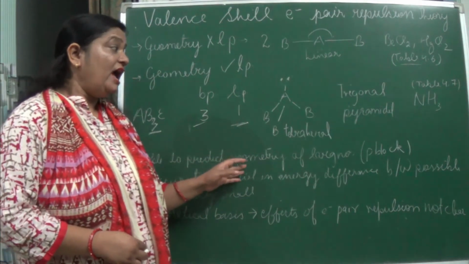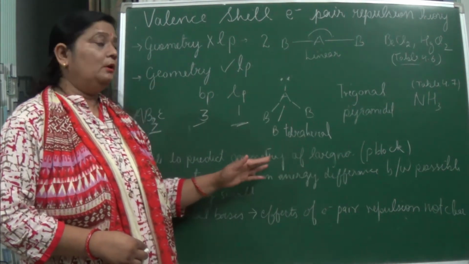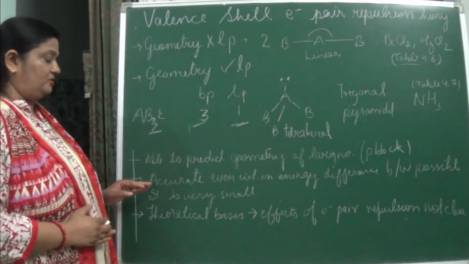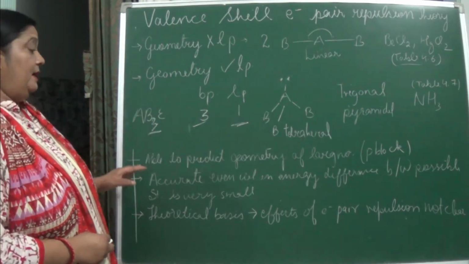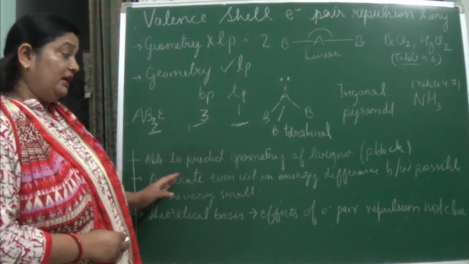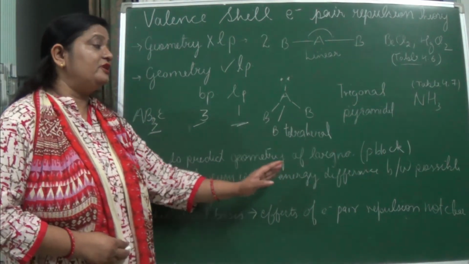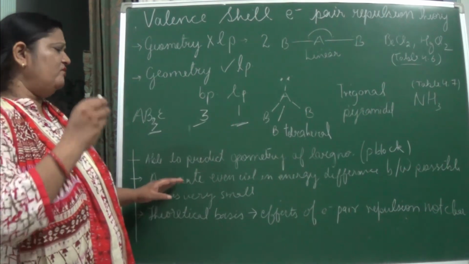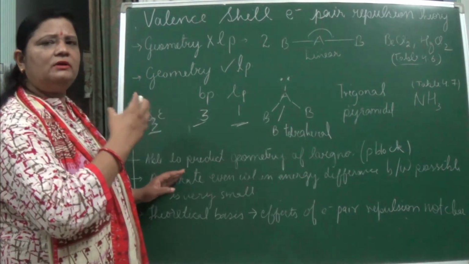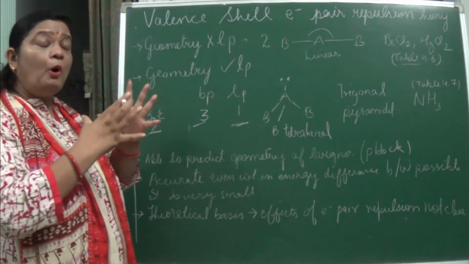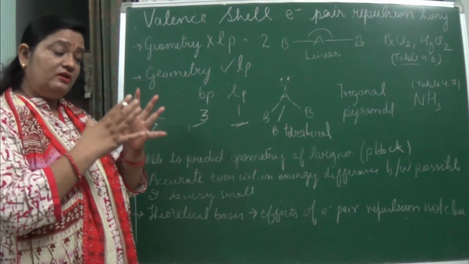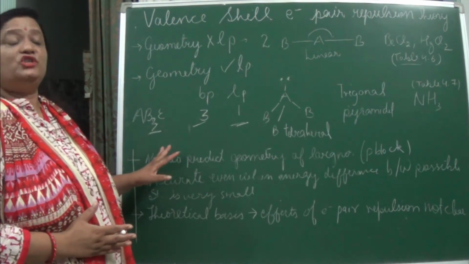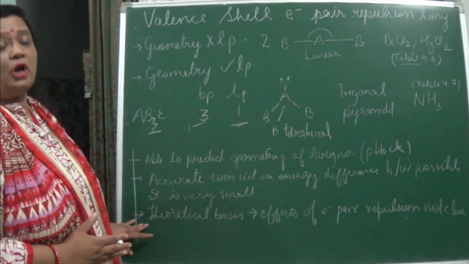Okay, so this valence shell electron pair repulsion theory could predict the geometry of a large number of molecules, and especially the p block. It was able to say all the shapes and about its geometry. Then, it was accurate even when the energy difference between the possible structures was very small. Even if the energy difference was very small, it could say about its shape and its geometry.